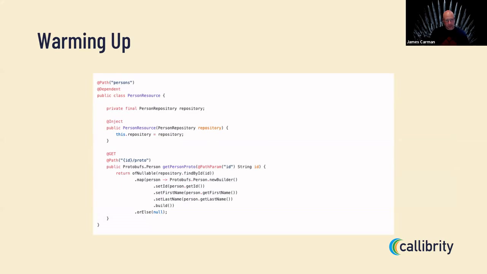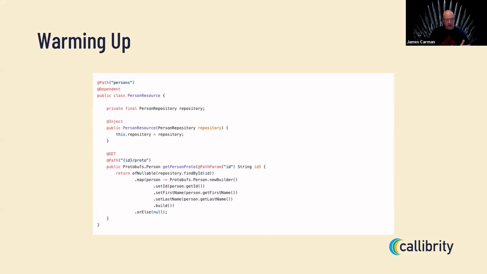I think I accidentally omitted the produces. I should have produces application protobuf here. I'm sorry. But again, the of nullable thing kicks in. We're asking the repository to find us the object. If it's there, we map it to a more protobuf flavor of a person and return the response, right? Again, we still have the ID, but I just put /proto on the end.